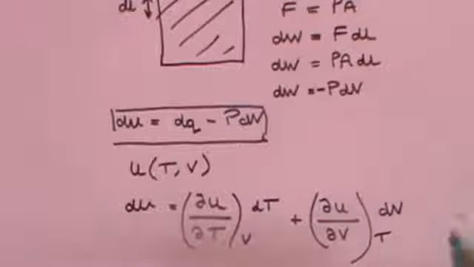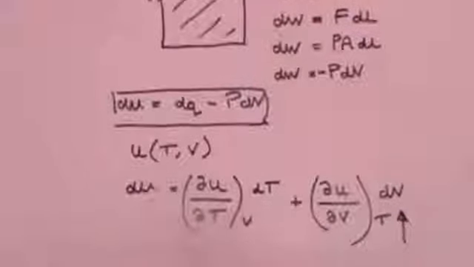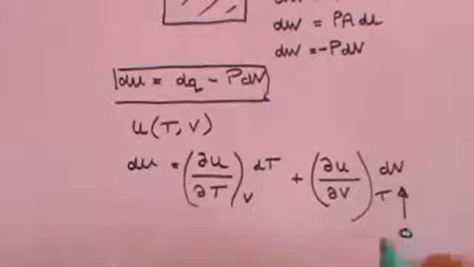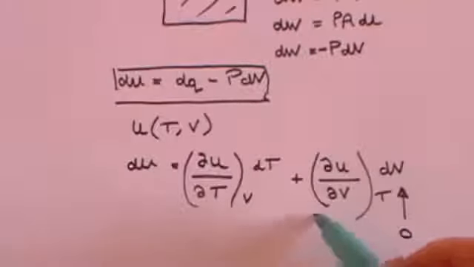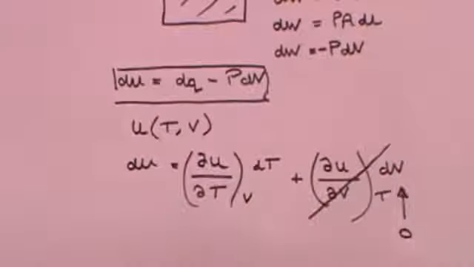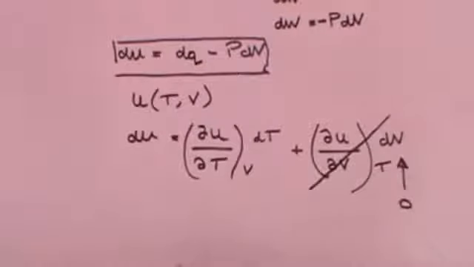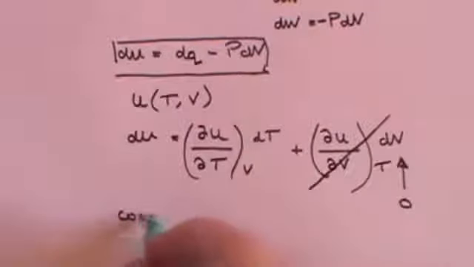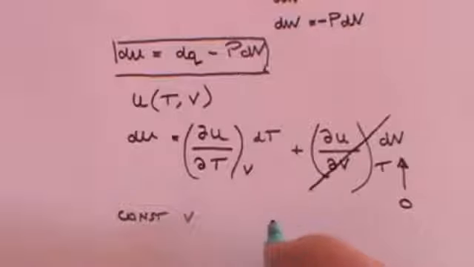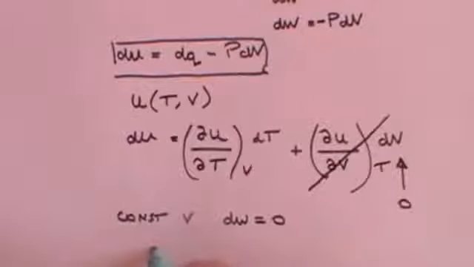Now, at constant volume, dV is 0 because there is no change in volume, and so that whole term goes out. And so we've got constant volume, and at constant volume that means of course that dW is 0 because we said that above. If there's no change in volume, there's no change in work.